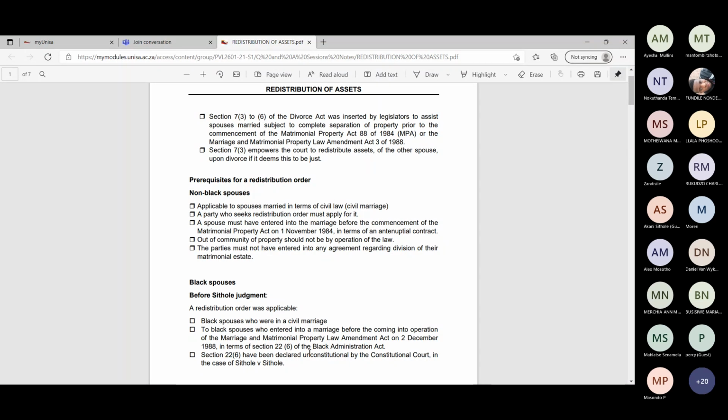And then secondly, without sounding harsh, a lot of spouses or individuals who got married before this period have already passed away. So there are those who are still alive, but the percentage is really not that high. So if the court is going to order redistribution, and let's say the person who requests the redistribution is 90 years old, the court needs to take that into account.